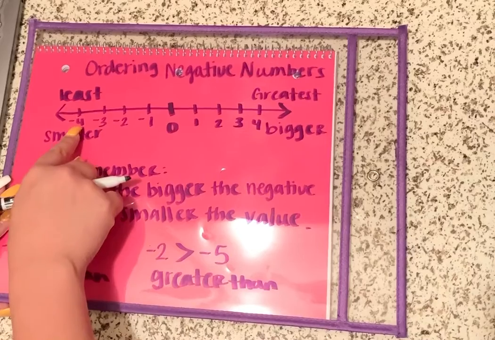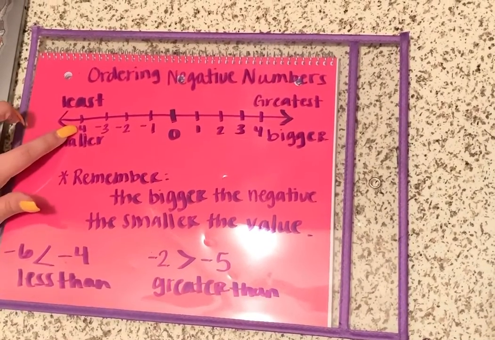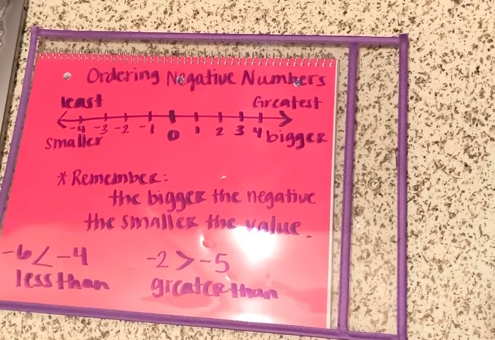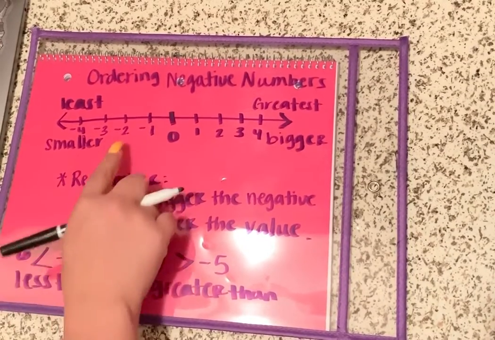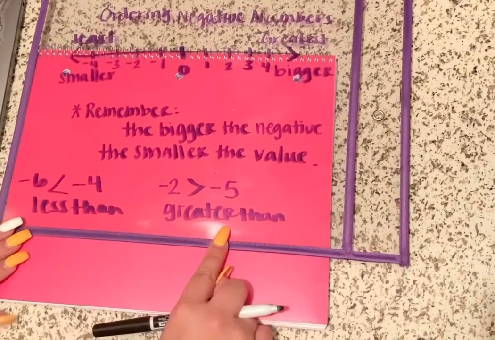So -4 is smaller than -3. Even though it is a bigger number, it is like owing somebody $4 is worse than owing somebody $3 or 2 or 1. Okay, so now let's just look at our comparison here.